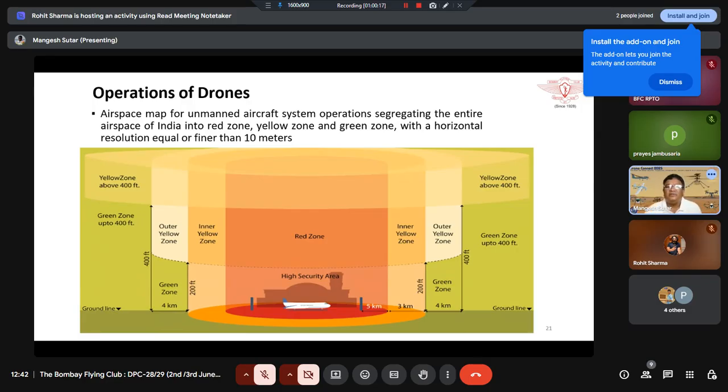So the question from Rohit is, how do you fly if you want to fly in the red zone or in the yellow zone? If you want to fly, just a minute, I am getting a call from the same number. Just give me a minute.